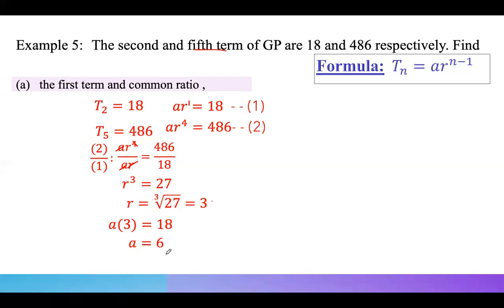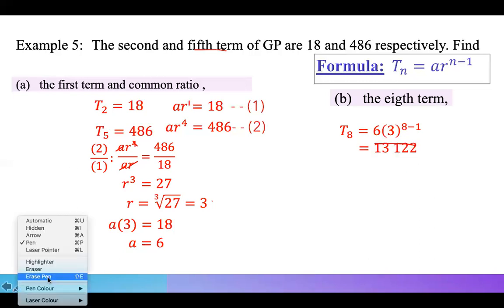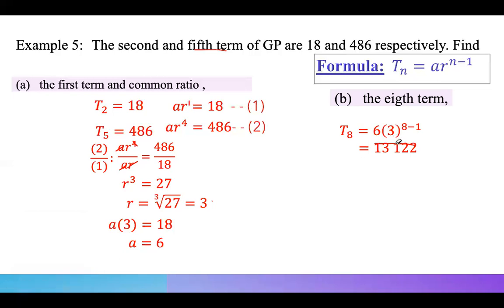So this is how you find the first term and the common ratio. So let's continue. How to find the 8th term? Now I have my A is 6, R is 3. I have no problem to get the 8th term. So just substitute into the formula again. So T8 equals to 6 times 3 to the power 8 minus 1. So this part, just use your calculator. So you get 13122. Okay? So this is how you get the 8th term.